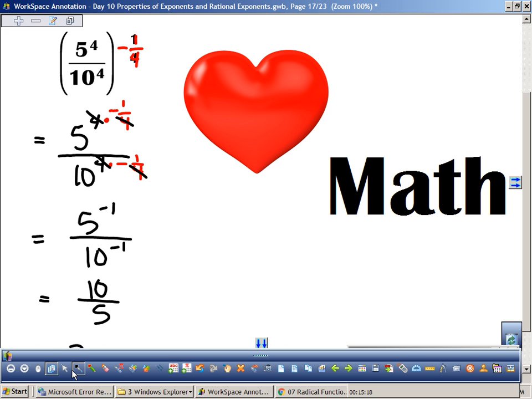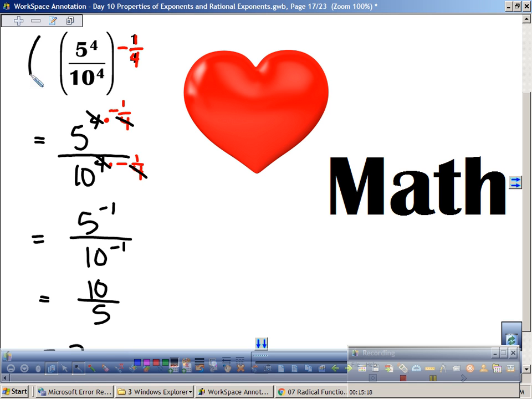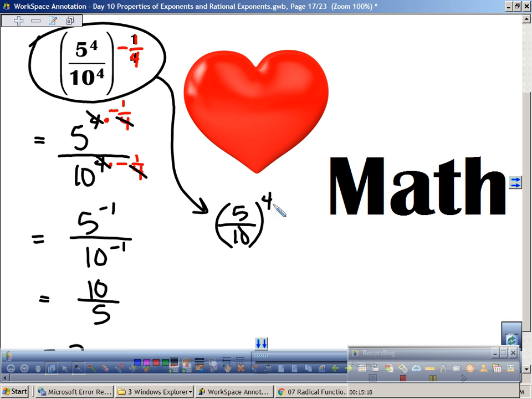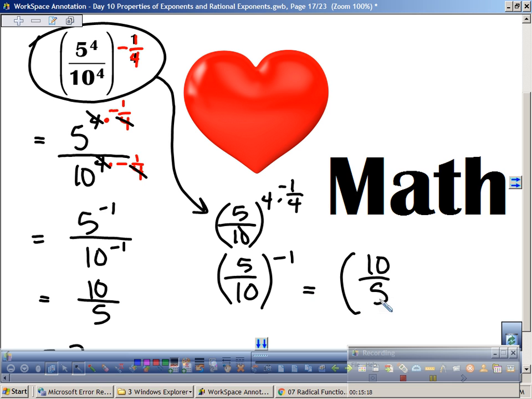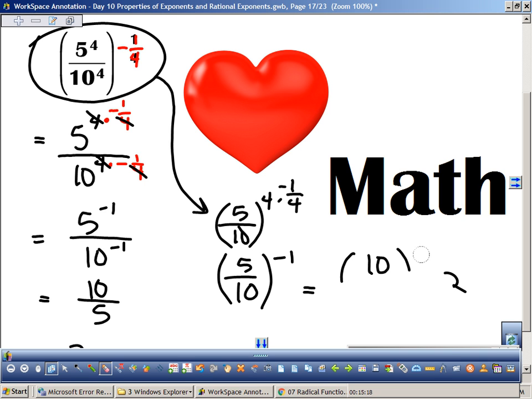I could have, from the very beginning, said 5 over 10 to the 4th, all to the negative 1/4, which is 5 over 10 to the negative 1. That means everything's going to switch, right? If both of them have negative exponents. Which is just 2. There's all kinds of ways you could do it.